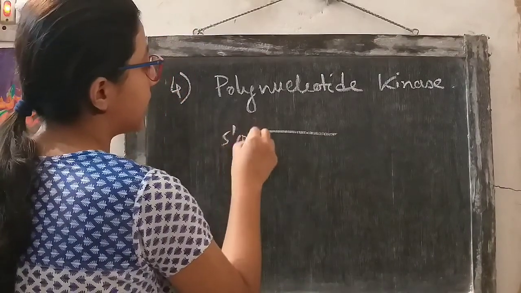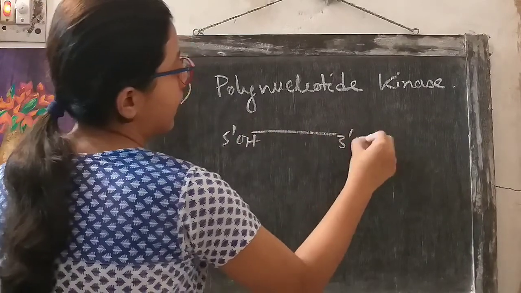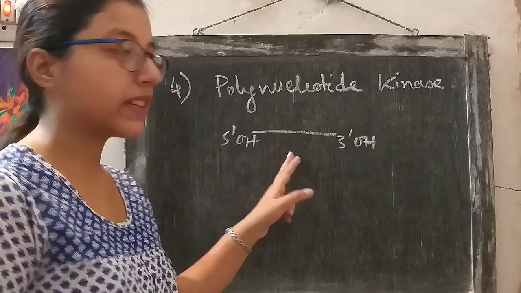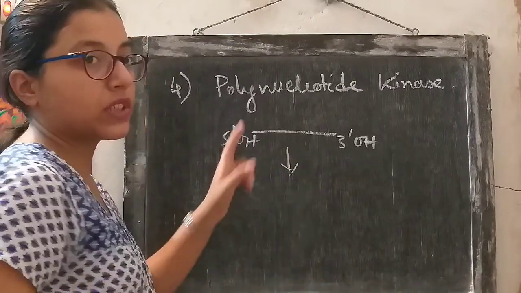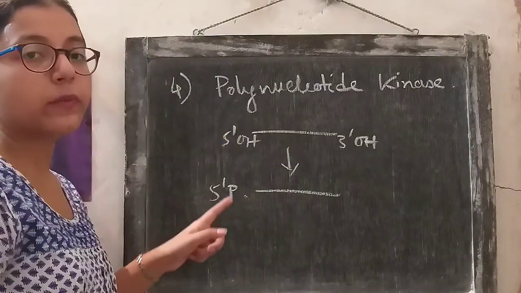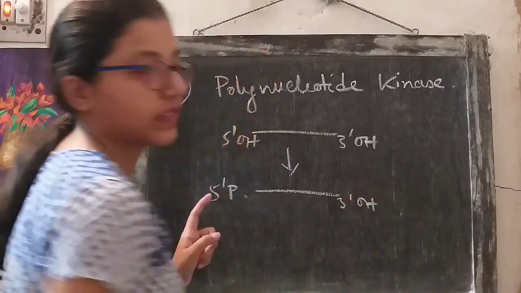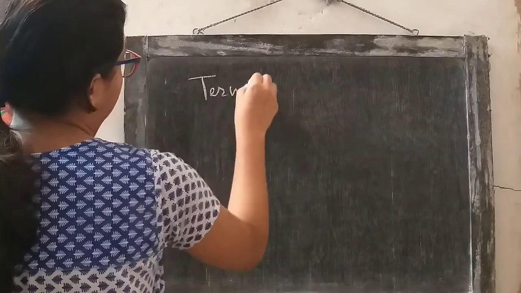So the DNA was like this. The DNA looked like this after treatment with alkaline phosphatase, and now after treating with polynucleotide kinase, a phosphate group will be added at the 5' end of the DNA. So this is the function.